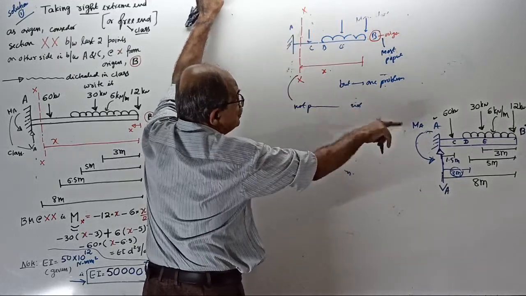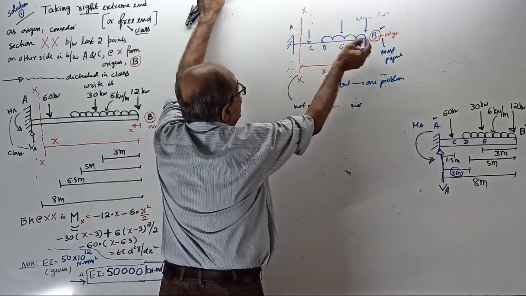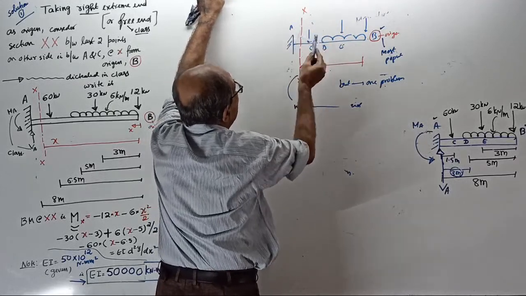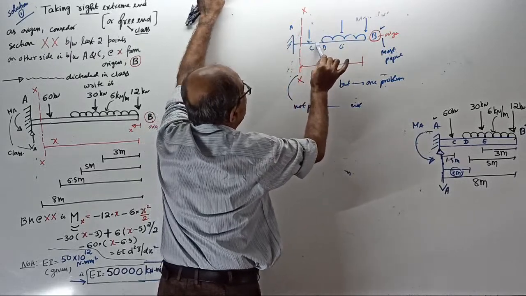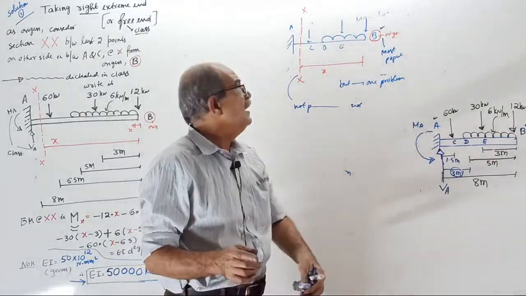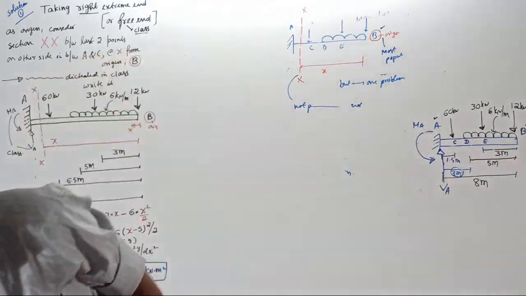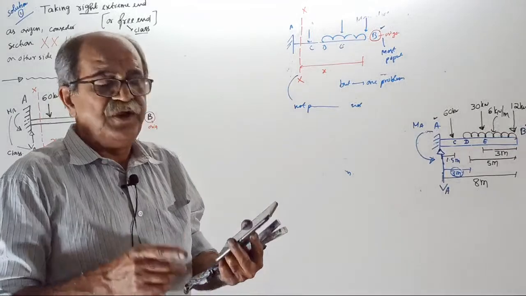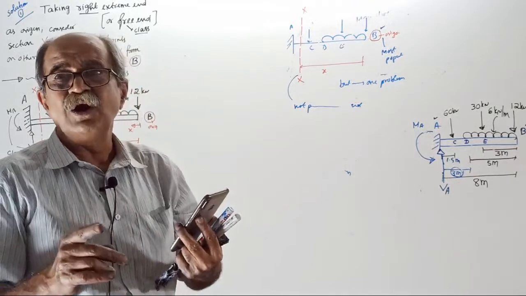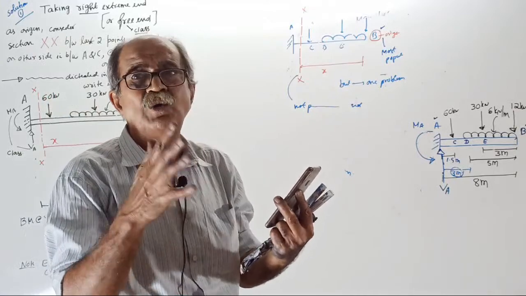Therefore, for this question, if you take B as origin and take the section here at X from there, then you have to extend this UDL up to here and introduce the same UDL here in the upward direction and then start solving. Clear? And then only start solving. If you want the most popular free end origin, this correction is required. Without this correction or modification, we cannot do anything.